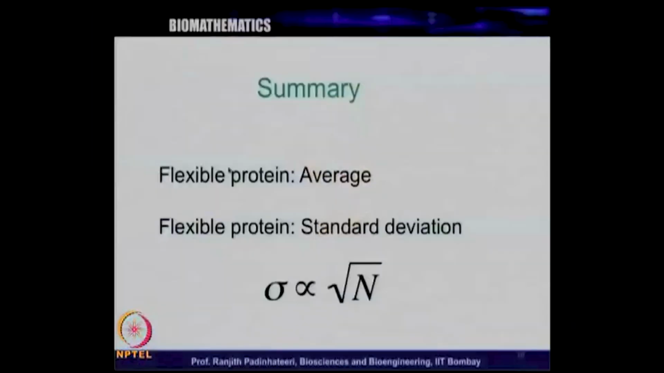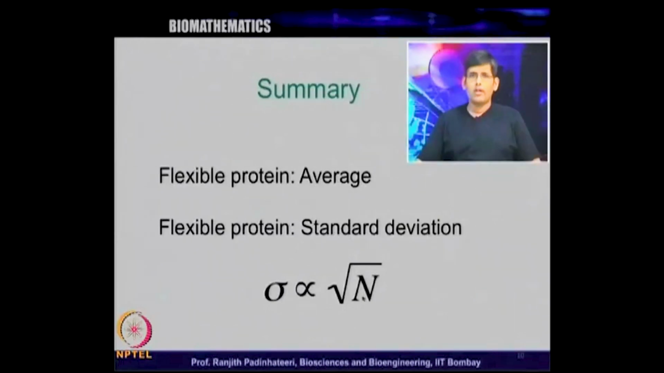Now, to summarize the first part of this lecture, for a flexible protein, we found out the average end-to-end distance, we found out the standard deviation of the end-to-end distance, and we showed that the standard deviation is proportional to the square root of the number of monomers. So, this is the summary of the first part. Now, we will switch gears to a different case.